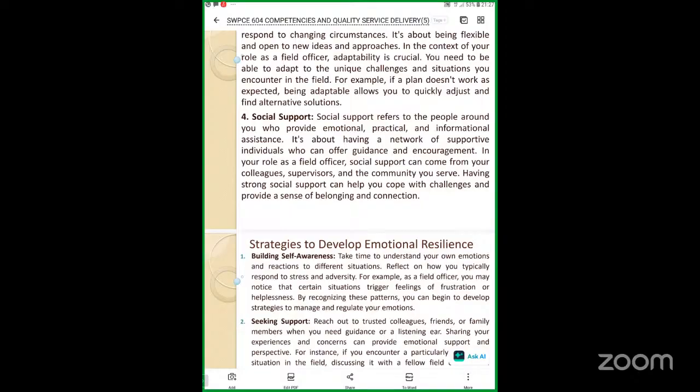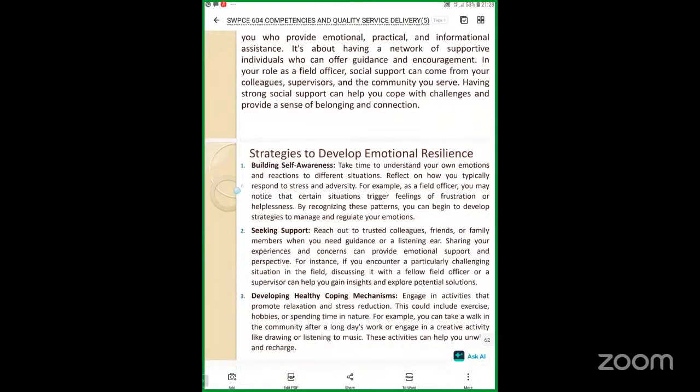So in this, look at those people, network of supportive individuals who can offer guidance and encouragement. In your role as field officer, social support can come from your colleagues, supervisors, and the community you serve. Don't underrate anyone. Don't overlook their potentials. When you have strong social support, it can help you cope with challenges and provide a sense of belonging and connection. Strategy to develop emotional resilience.